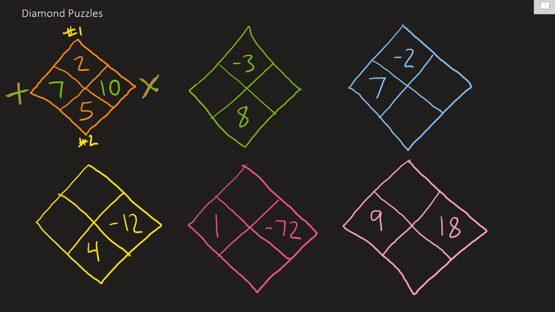Second one, same idea. It's just one of the numbers is negative. So positive 8 plus negative 3 is positive 5. And a positive times a negative is negative. And 8 times 3 is 24.